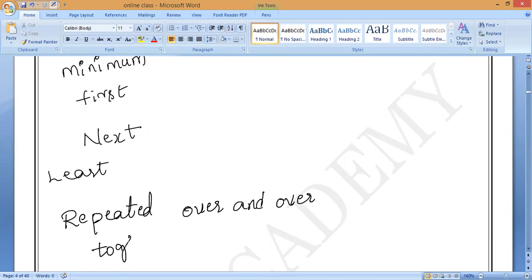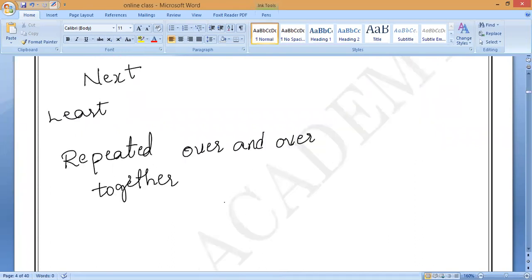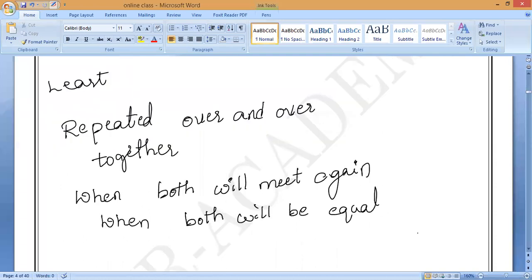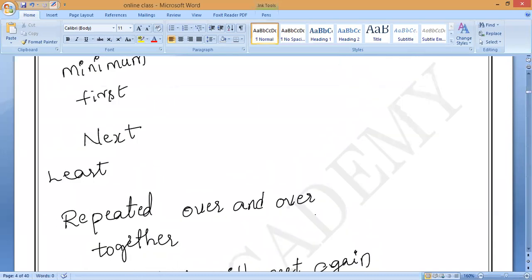Together, both, when both will meet again, when both will be equal, next, repeating an event. These are the keywords for LCM.